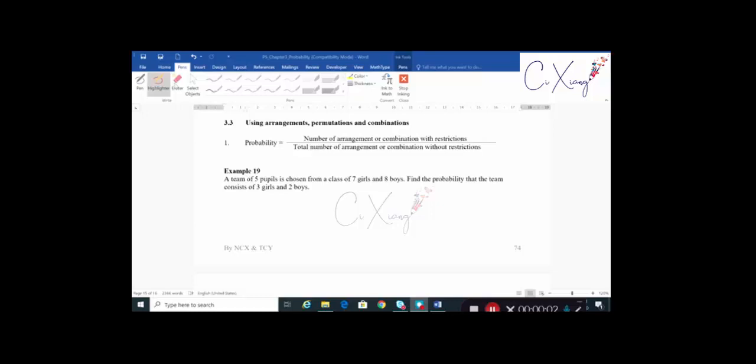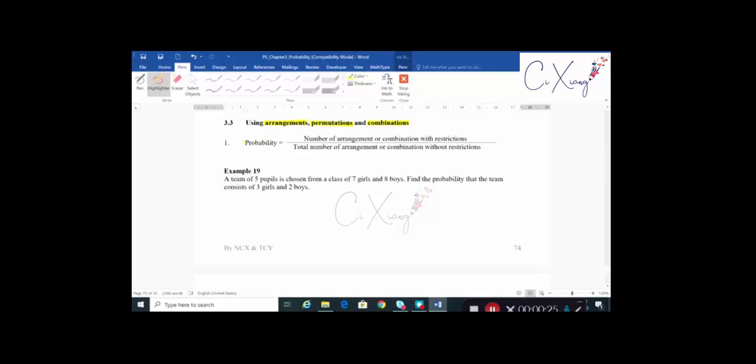Alright, so for the video today, we are going to discuss how to use the concept of arrangement and also permutation and combination to actually get the probability for certain questions. We have learned how to find the permutation and combination in chapter 2. Now they extend it to find the probability by using the same concept.